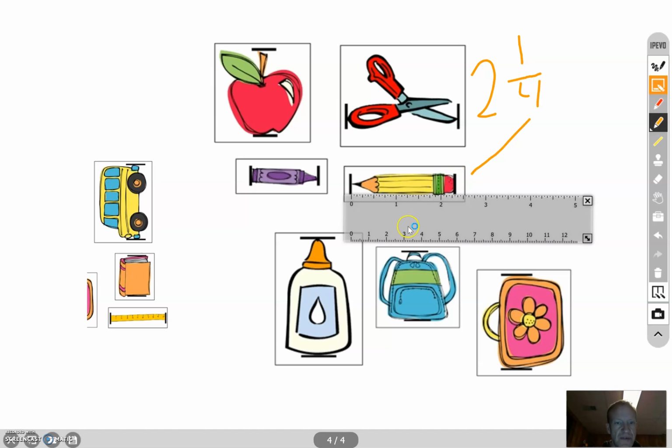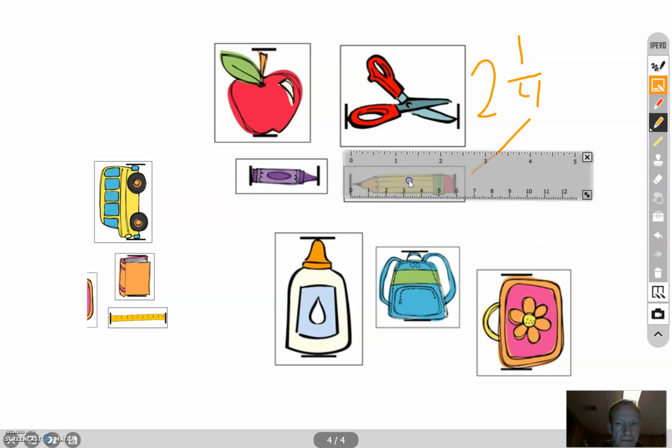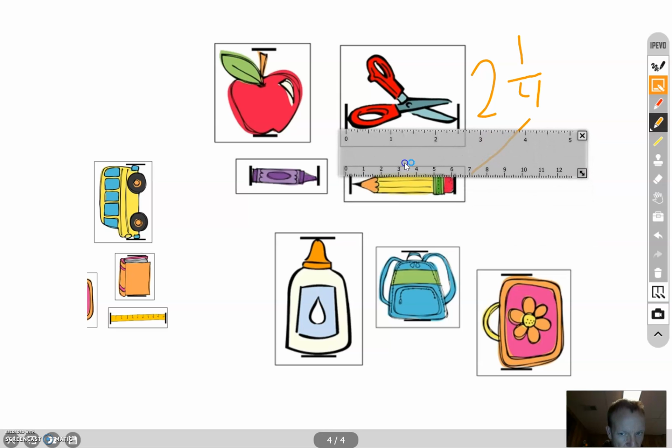Let's go over here and measure the scissors. Once again, we've got to hold it on the 0. Go ahead and see if you can see what this is. Here's the first line, here's the second line, here's the third line. So what would the scissors be? If you said 2 1/2, you would be correct.